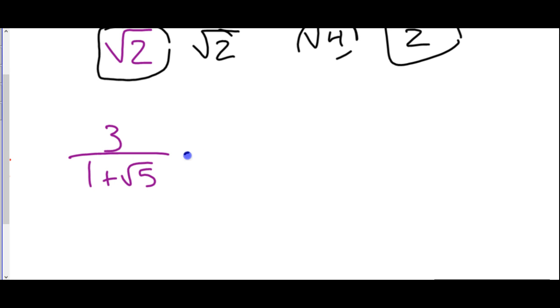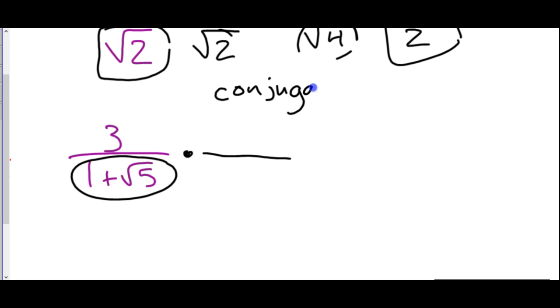We can't just multiply by 1 plus square root 5. This time we have to make a slight change. We're going to multiply by something called the conjugate. The conjugate looks almost exactly the same, except you change the sign in between the two numbers only. So we're going to multiply by the conjugate, which is 1 minus square root 5.